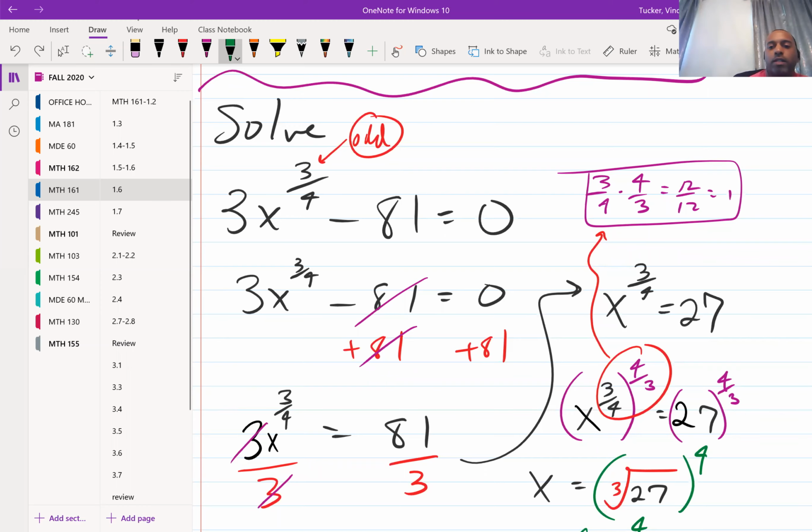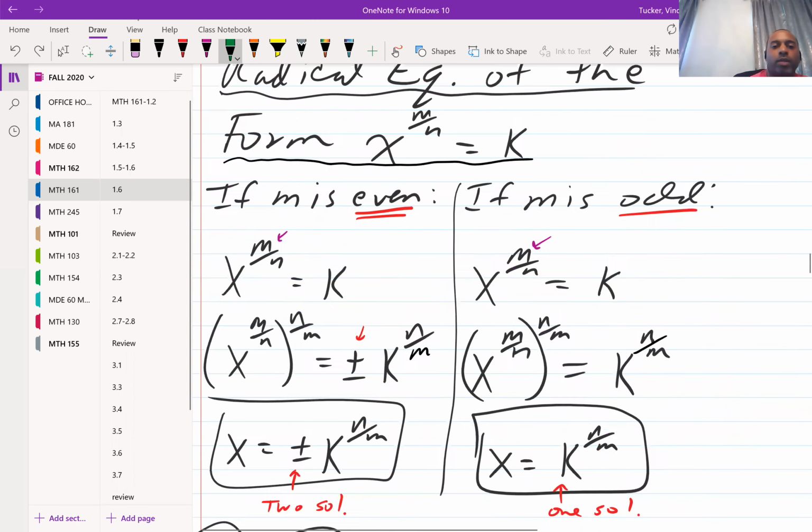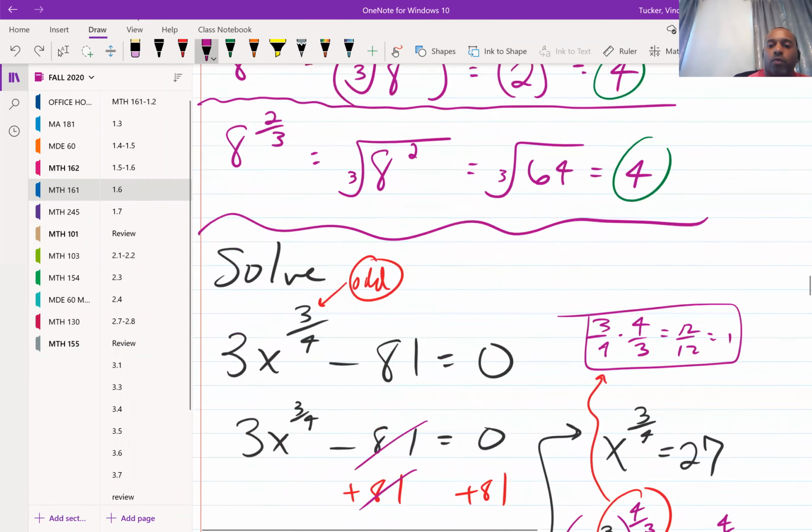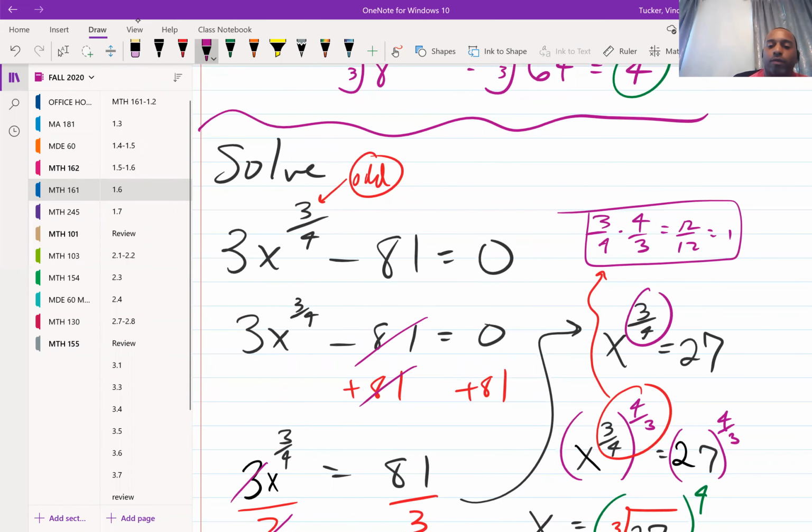All right, so next step, if you go back to what they did next, they raised both sides to the reciprocal of that fraction. Notice they had m over n at first. They raised both sides to n over m. So that's what we're going to do here. We have 3/4, so we're going to raise both sides to 4/3.